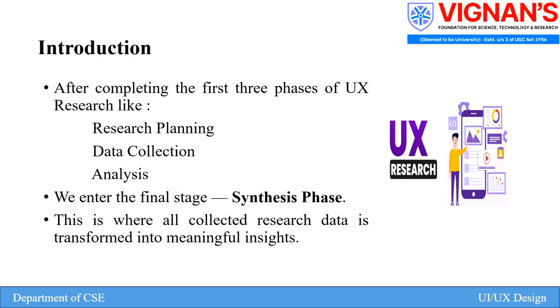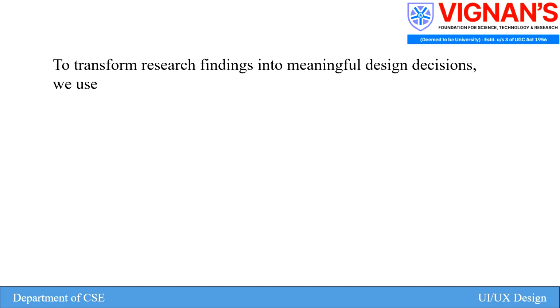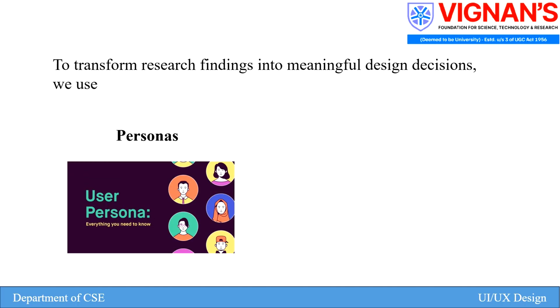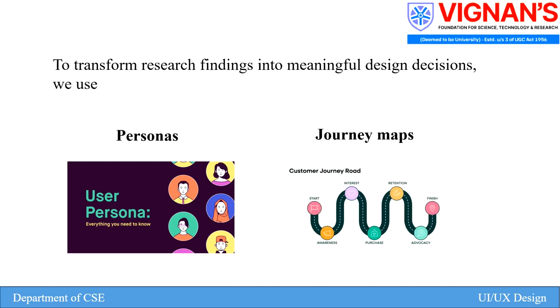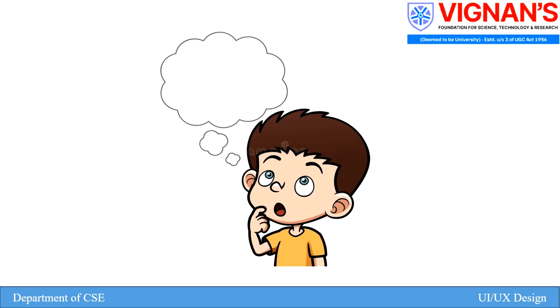This is the phase in which all the collected research data is transformed into meaningful insights. To transform the research findings into meaningful design decisions, there are two methods in the synthesis phase. They are persona and journey mapping. So, what do you mean by persona?